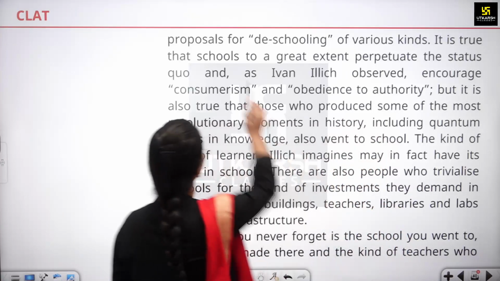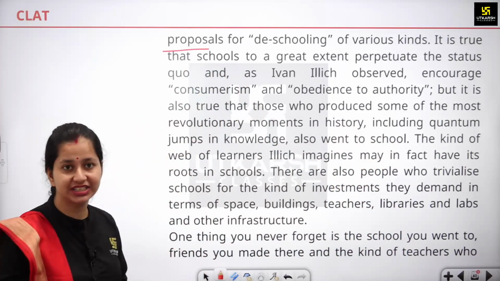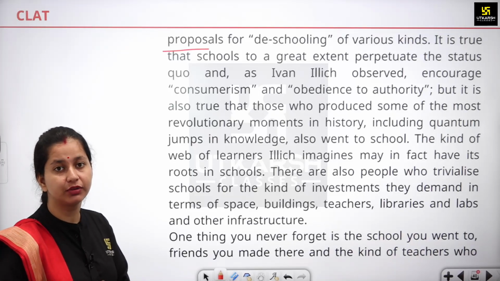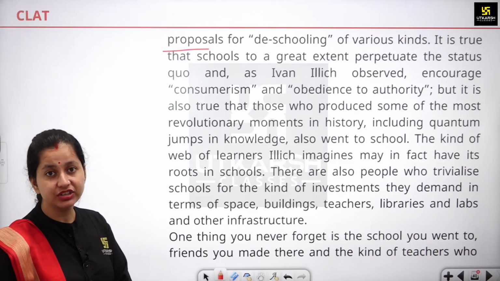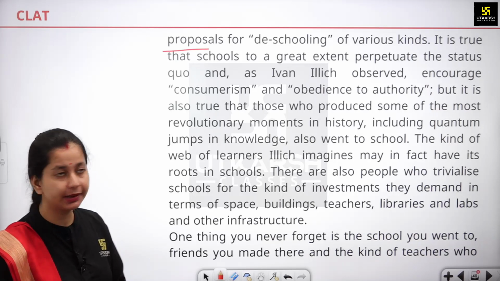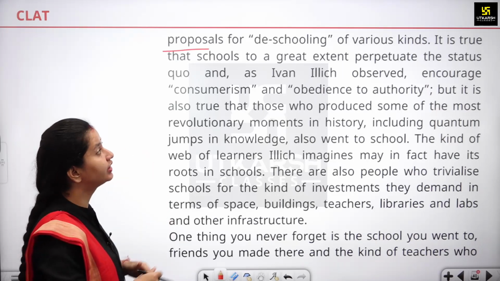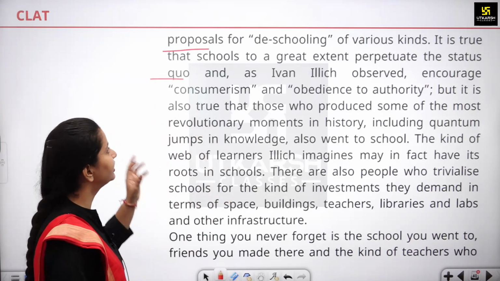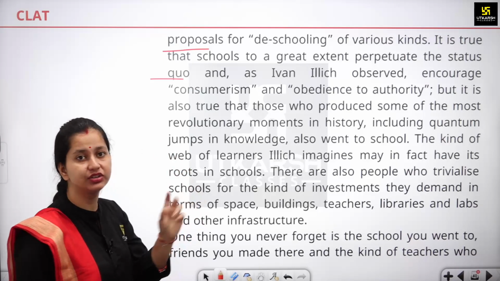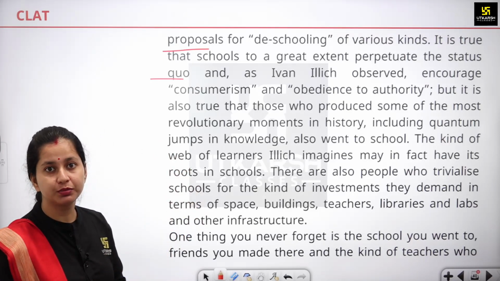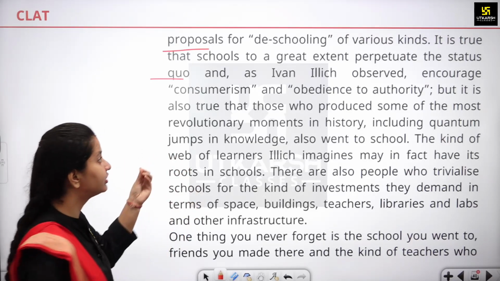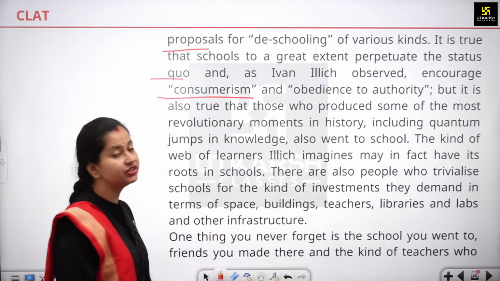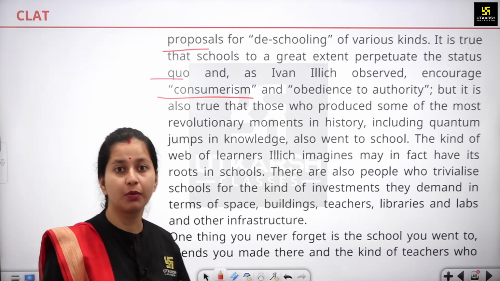In spite of proposals of de-schooling of various kinds, many people from ancient time have supported that de-schooling must be there, but it is true that schools to a great extent perpetuate the status quo, and as Ivan Illich observed, encourage consumerism and obedience to authority. So Ivan Illich basically said that schools encourage consumerism and obedience to authority. It means that it teaches obedience to authority.